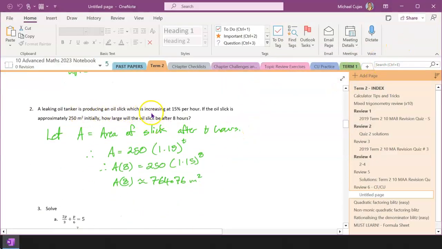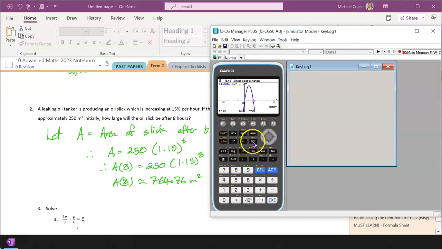A leaking oil tanker is producing an oil slick which is increasing at 15% per hour. If the oil slick is approximately 250 square metres initially, how large will the oil slick be after 8 hours? Again, we can just use our calculator to come up with this fairly easily. Graph mode is again one way we can do it. 250, increasing by 15% means multiplying by 1.15 to the power of x.